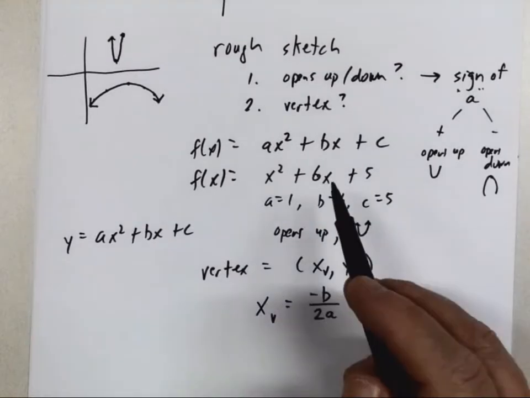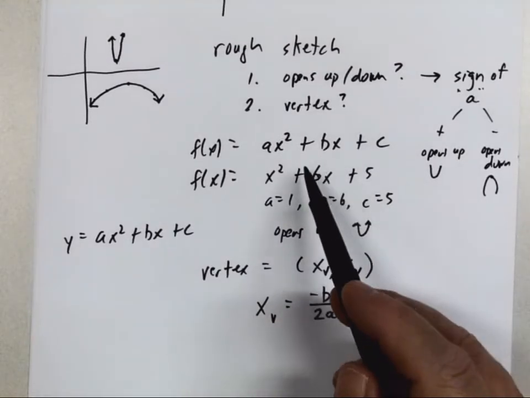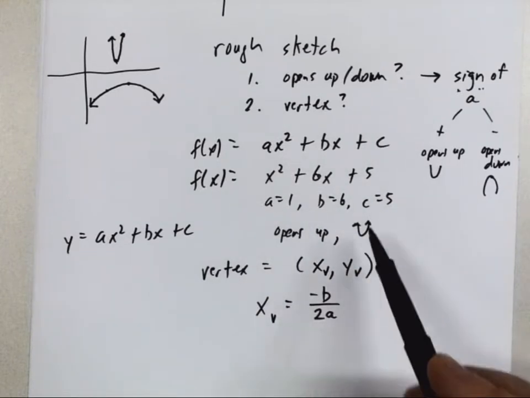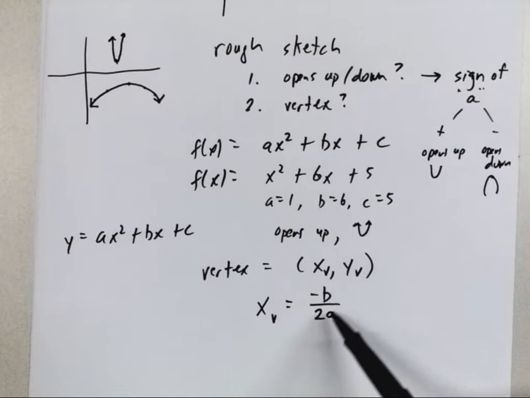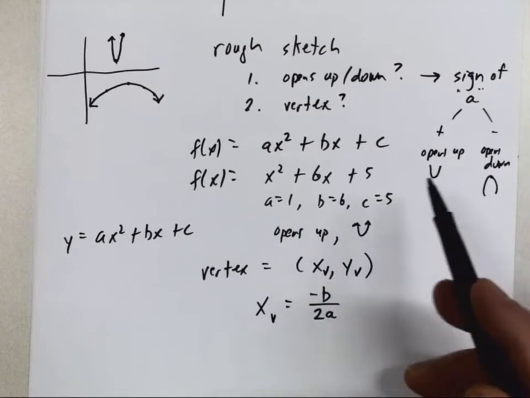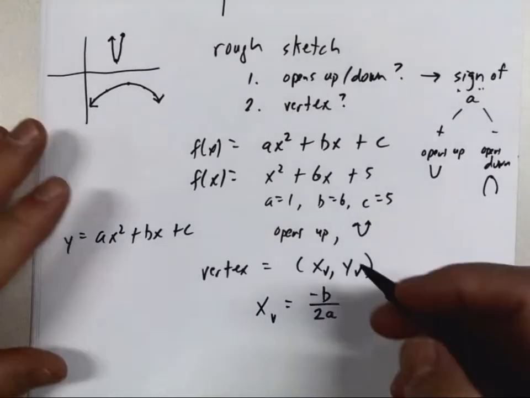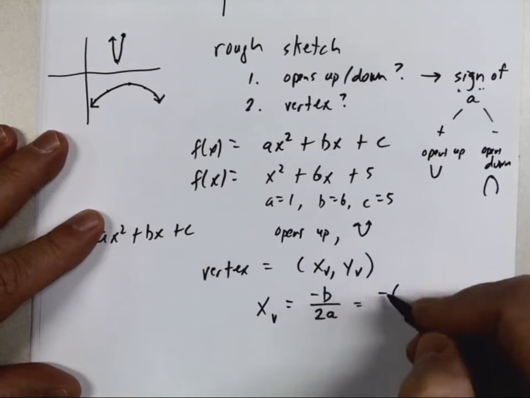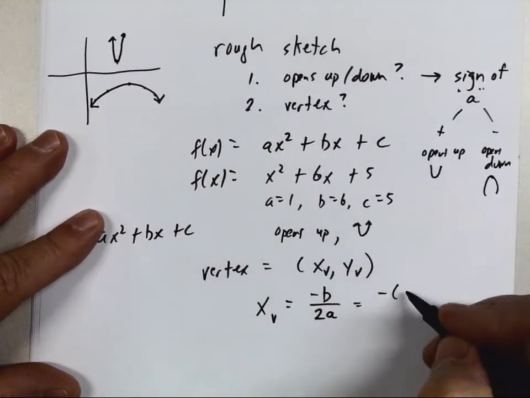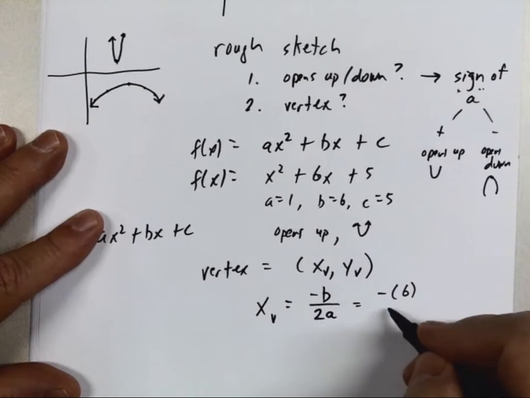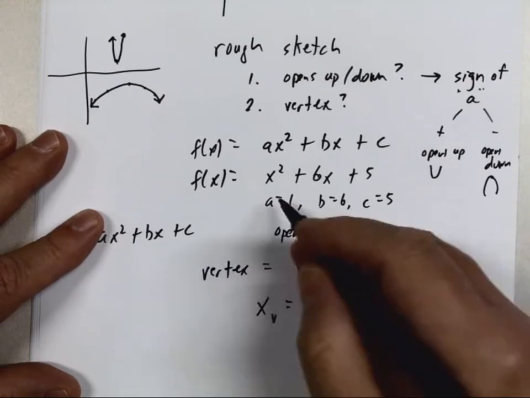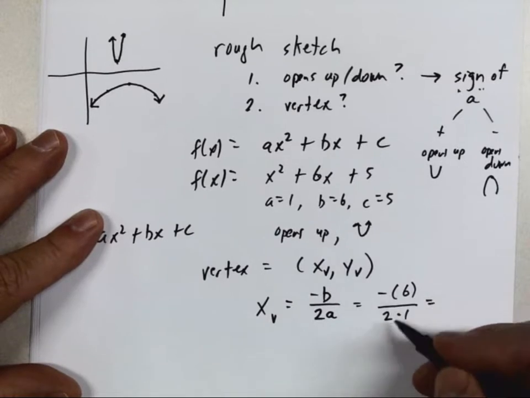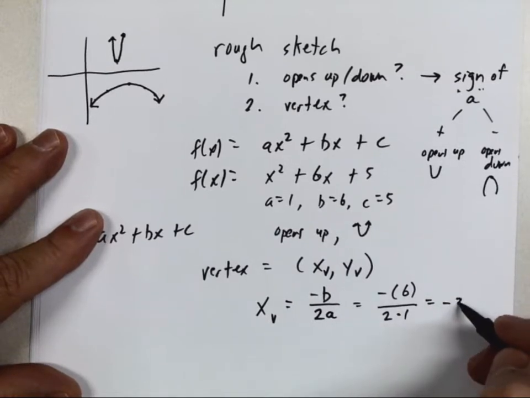So if you have your quadratic equation and you know your a, b, and c, we can use this little formula and figure out what the x of the vertex is. So we just plug in. I put the negative first, and I go get b. b is 6 over 2 times a. Looks like negative 6 over 2, looks like negative 3.